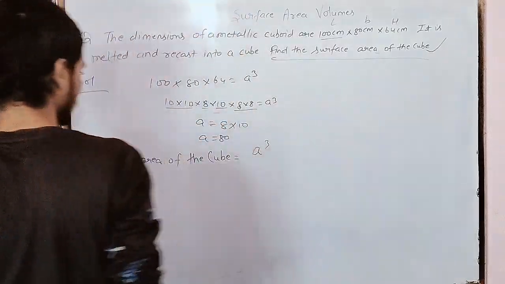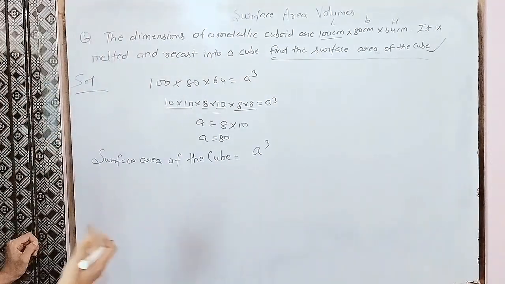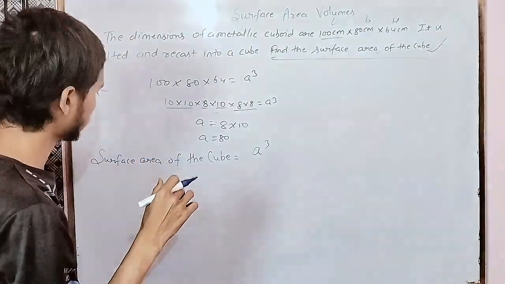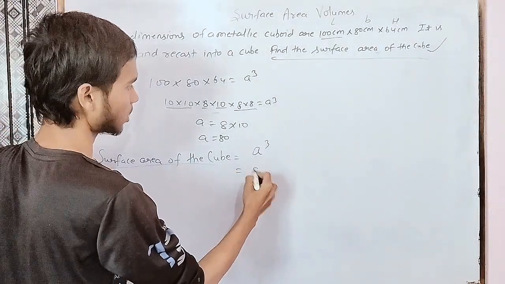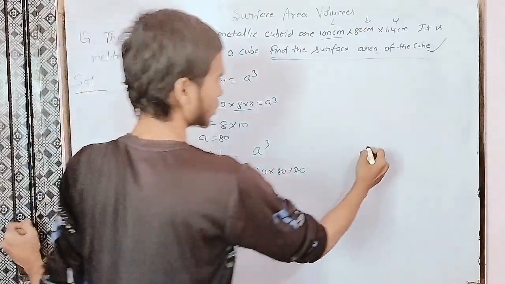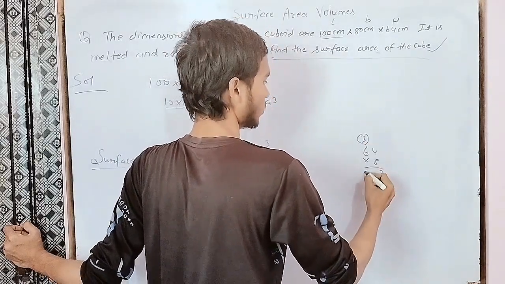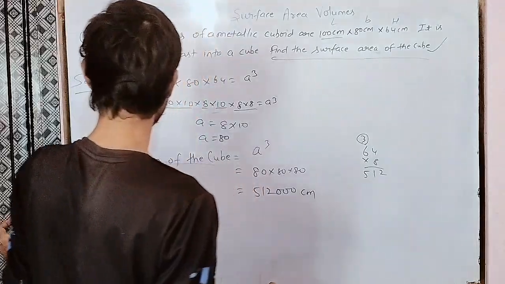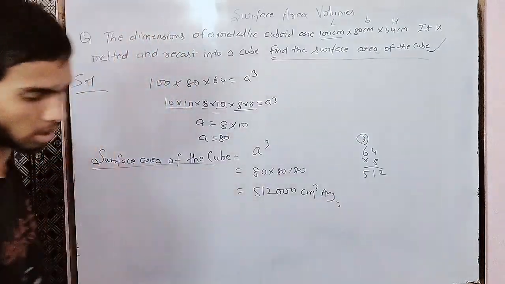So the lateral surface of the cube will become A2, A4 I think, A4. Okay, we will talk about it later. So let's find this. A is how much? 80, 80 and 80. 64 2 3 51. So here, this is the surface area of the cube. This is the final answer. You can see.